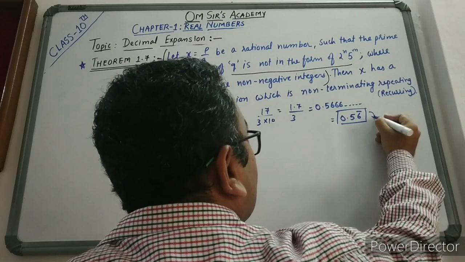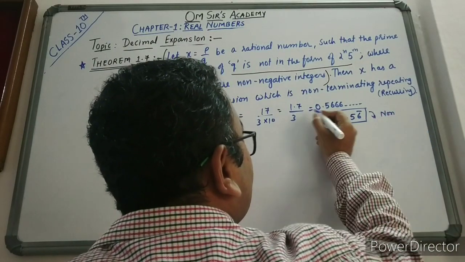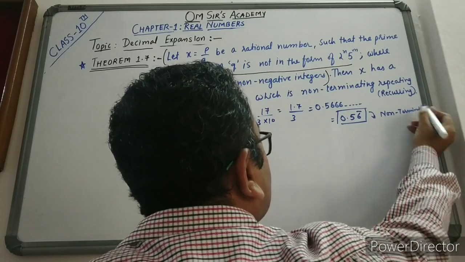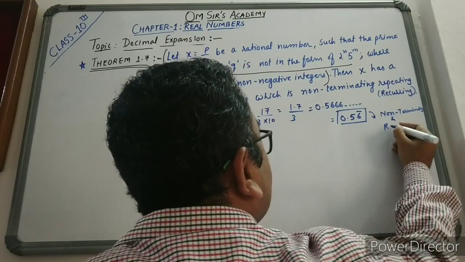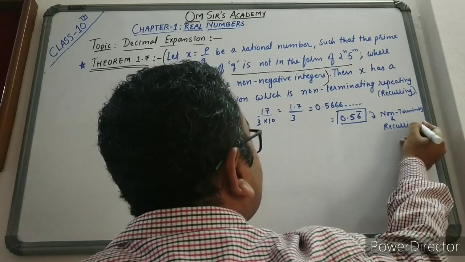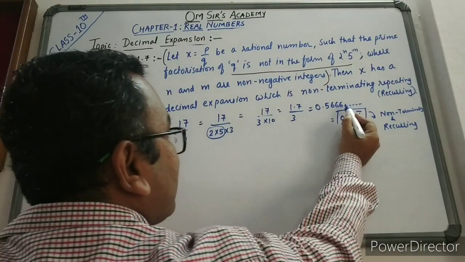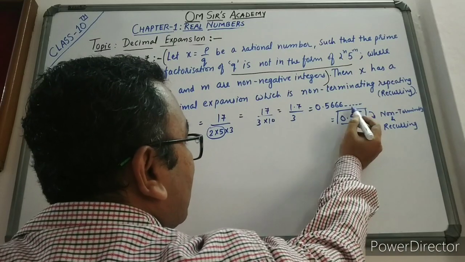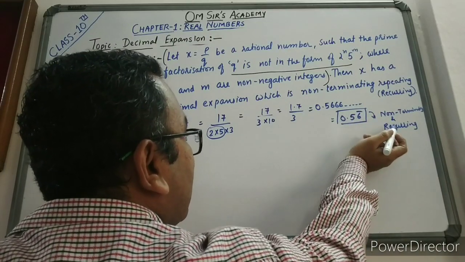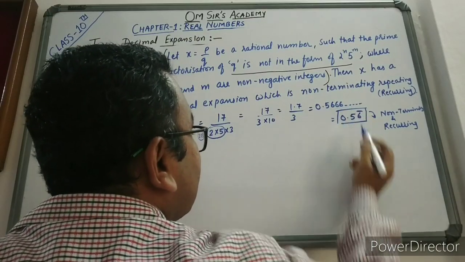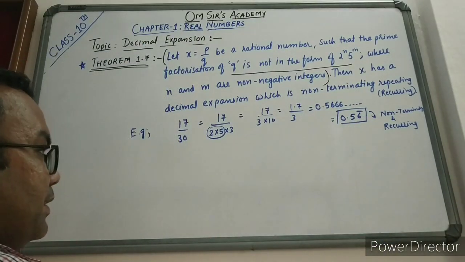It is a non-terminating, because 6 is repeating, so it is non-terminating and recurring. Why recurring? Because 6 is repeating, okay. So it is continuing, so we are keeping this dot dot dot, or we are keeping the bar over here. And recurring means the number is repeated over here. Which number is repeated? 66666.